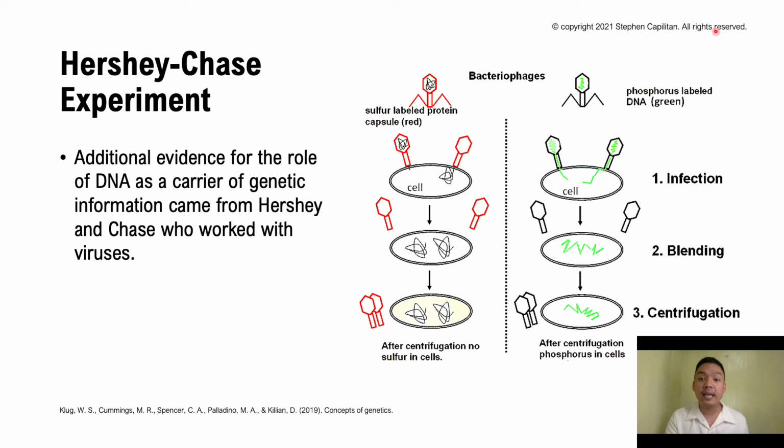Another thing: when phosphorus labeled the DNA, in green, because one component of DNA is phosphorus, when they infected the cell, they blended it, and the virions or bacteriophages were removed after centrifugation. Thus, they noted that the genetic material, the DNA, remained inside the cells. So they noted that the genetic material is the DNA.